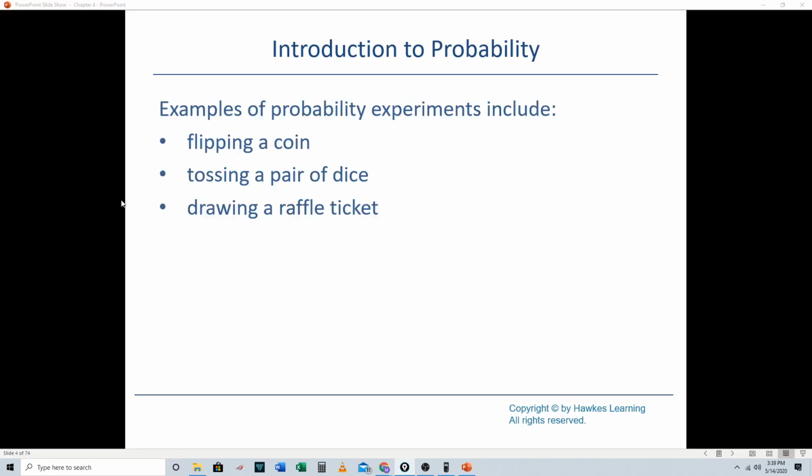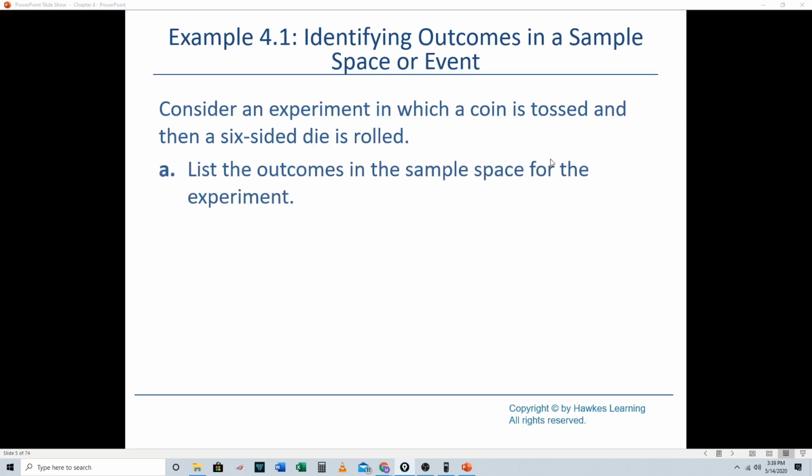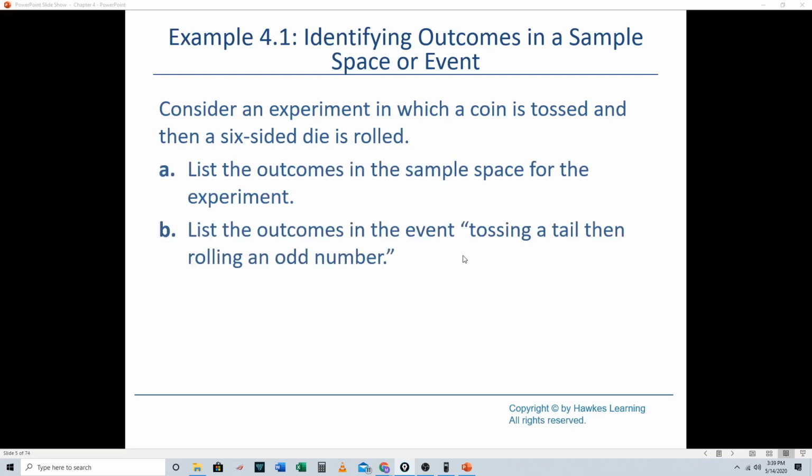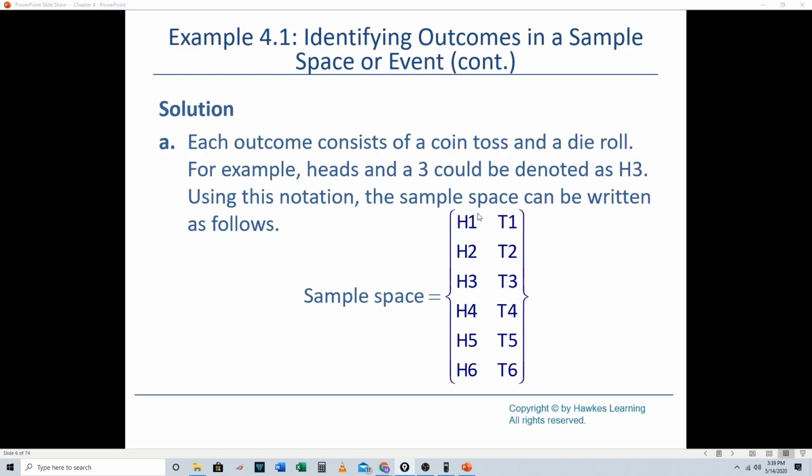Alright, so consider an experiment in which a coin is tossed and a 6-sided die is rolled. List the outcomes, and then list all outcomes of tossing a tail and then rolling an odd number. Here are all the outcomes. You can get a heads and a 1, 2, 3, 4, 5, 6, or a tails and a 1, 2, 3, 4, 5, 6. So there are 12 outcomes. Basically, to get how many outcomes you have, you just multiply the two separate outcomes together.